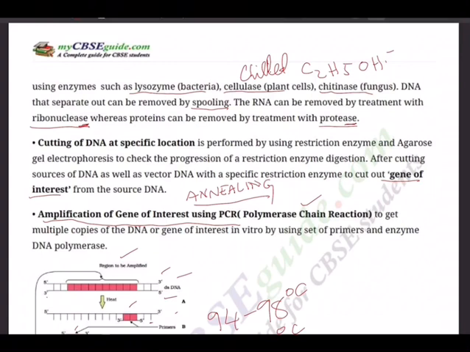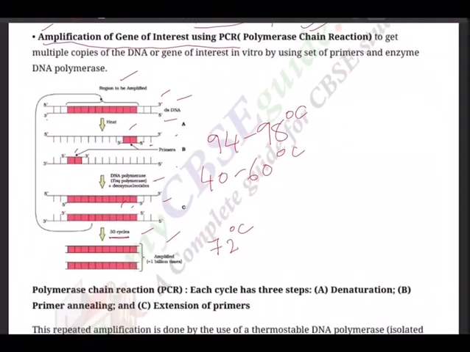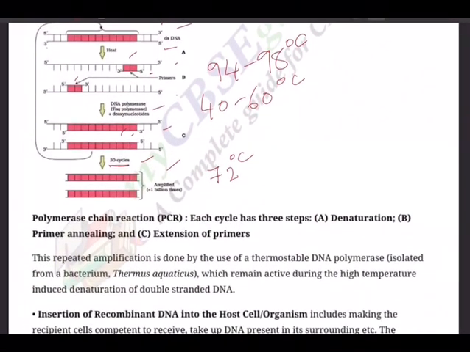First step, isolation of genetic material, that is DNA. How to isolate DNA. Second step, cutting and ligation of DNA at specific locations. And the third step that we discussed is amplification of the gene of interest using a method called PCR, polymerase chain reaction. In PCR, each cycle has 3 steps.